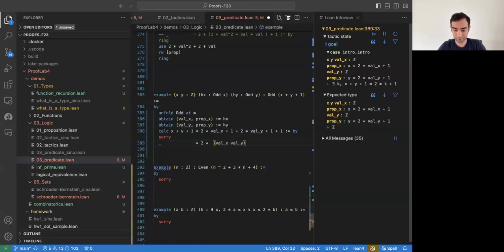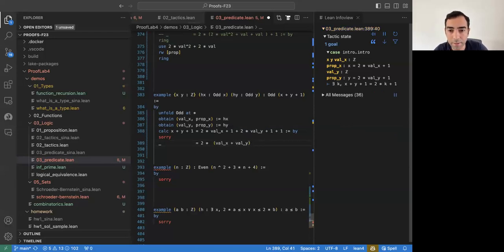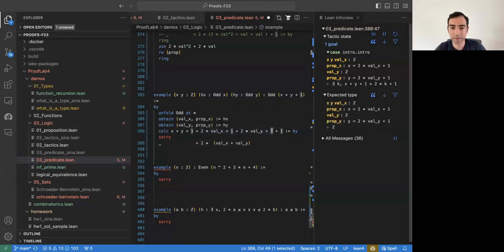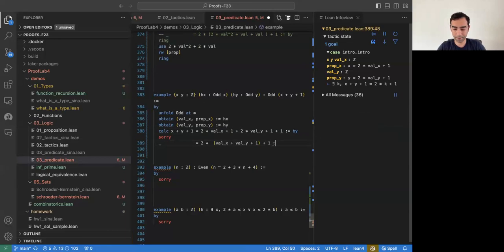And I, by mistake, wrote equality here. And what else do I get? Well, I get also 1 here and 1 here. So they add up to 2, and then I can factor them out, right? So it would be something like this. Okay, so let's write by sorry. And now let's try to fill the sorries.